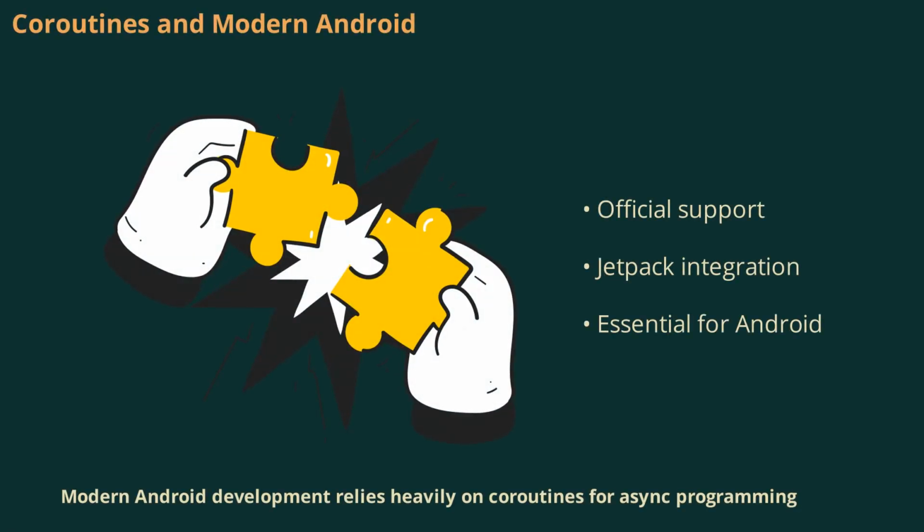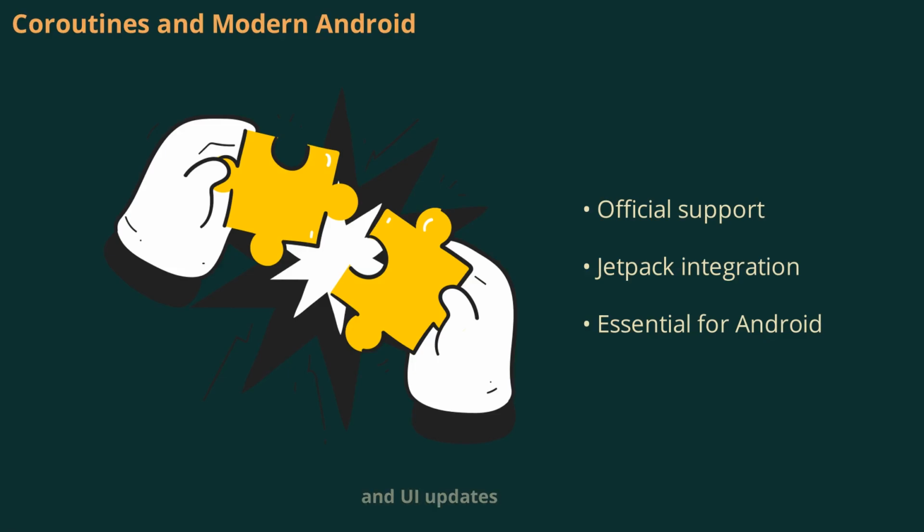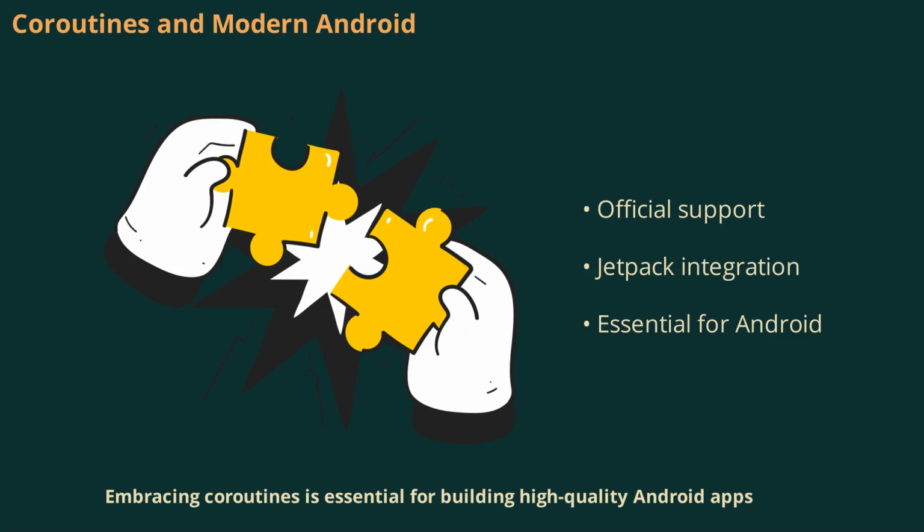Modern Android development relies heavily on coroutines for async programming. With official support from Google and deep integration with Jetpack libraries, coroutines are the go-to solution for background work, data streams, and UI updates. Embracing coroutines is essential for building high-quality Android apps.